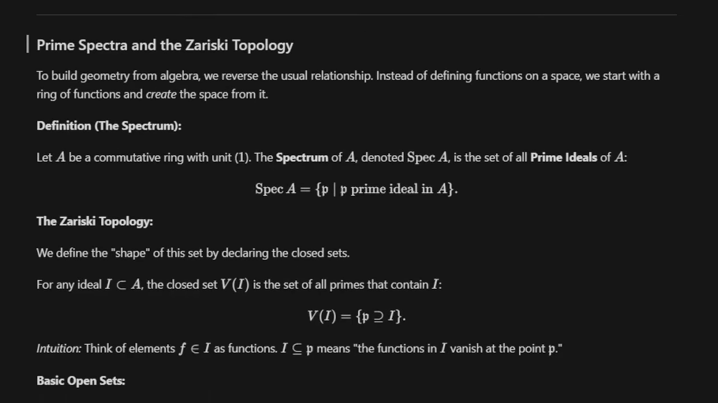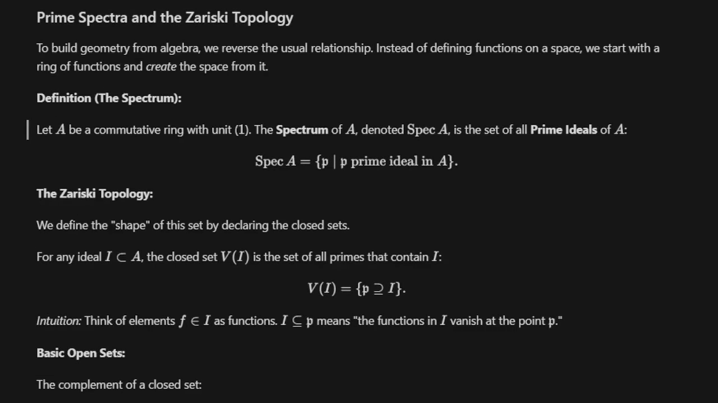So the prime spectra and the Zariski topology allow us to really build space from algebra. So let's let A be a commutative ring. It could be like polynomials or integers. And we're going to define the spectrum of A as the set of all prime ideals of that ring. And so that's how we would symbolically show this. But another thing that's implied is that a point in this Zariski topology is a point if and only if it is a prime ideal.